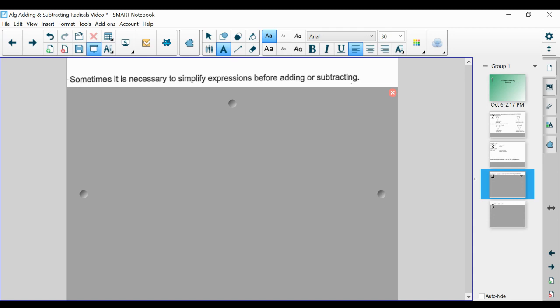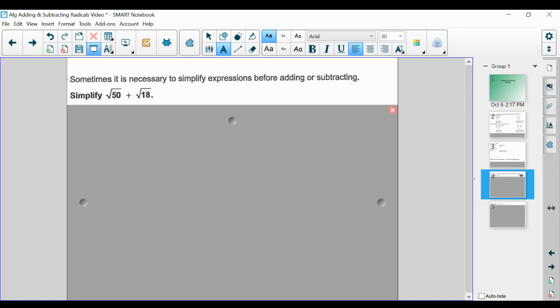So sometimes it is necessary to simplify expressions before adding or subtracting. In the previous examples, we had the same radicals and we were able to add them together. And we saw that we had different radicals and we were not able to add them together. But sometimes we can simplify before we add or subtract.